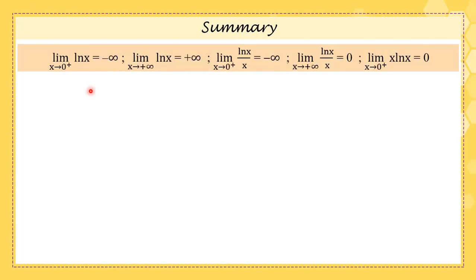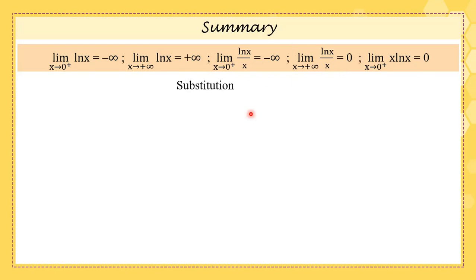So here as a summary, remember, the limit of ln x as x tends to 0 plus is negative infinity. The limit of ln x as x tends to plus infinity is positive infinity. The limit of ln x over x as x tends to 0 plus is negative infinity. The limit of ln x over x as x tends to plus infinity is 0. And the limit of x ln x as x tends to 0 plus is 0. All of these limits could be memorized by heart.